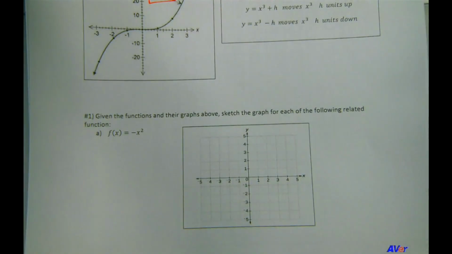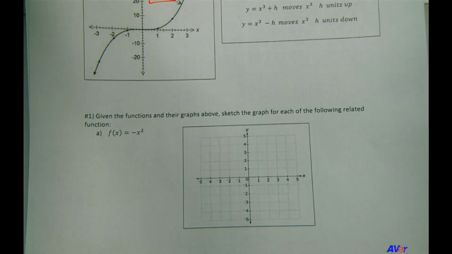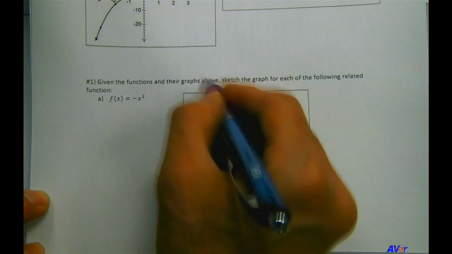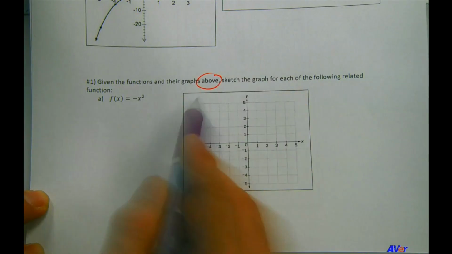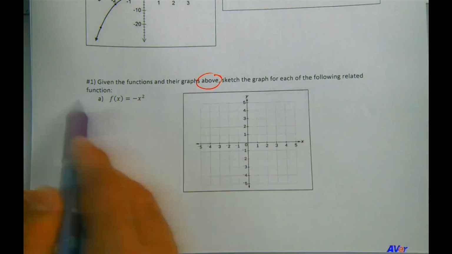Having said that, let's go through some examples. I've already mentioned that a lot of mathematics is visual, and I'm sure you'll agree with me in this case, because we'll be going through a lot of graphs today. So given the functions and their graphs above, or below actually, sketch the graph for each of the following related functions.